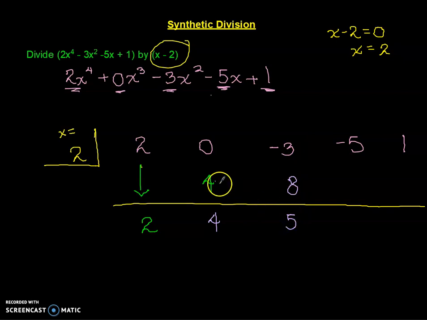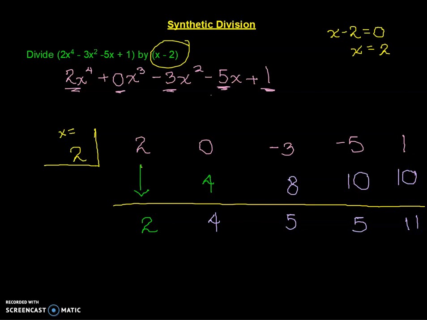Number hits below the line, so it's just a pattern. Multiply, add, multiply, add. 5 times 2 gives me 10. And then from here, add them up. Negative 5 plus 10 would give me 5. Below the line, multiply it by the number in the box, giving me 10, and finally add it up, giving me 11. So what do these numbers mean?